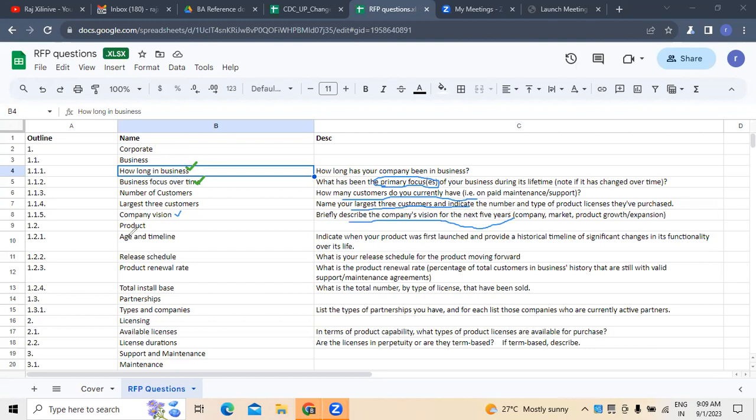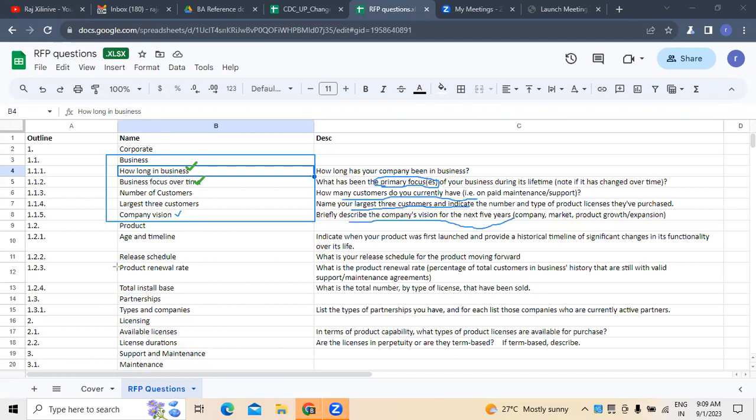So this is all completely focused on the corporate part. All these things, whatever you can see over here, relate to the corporate part. This is the first thing.